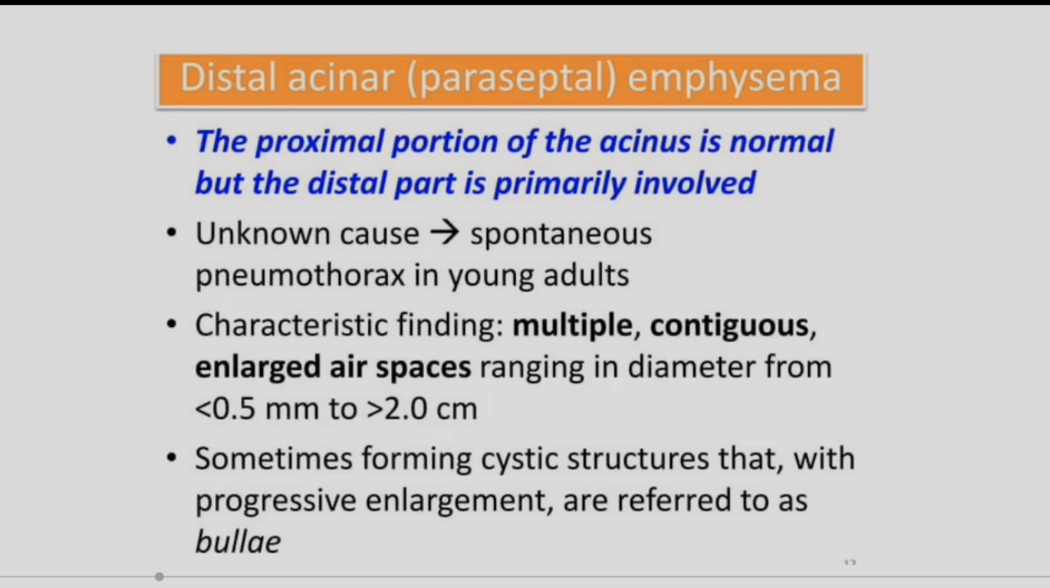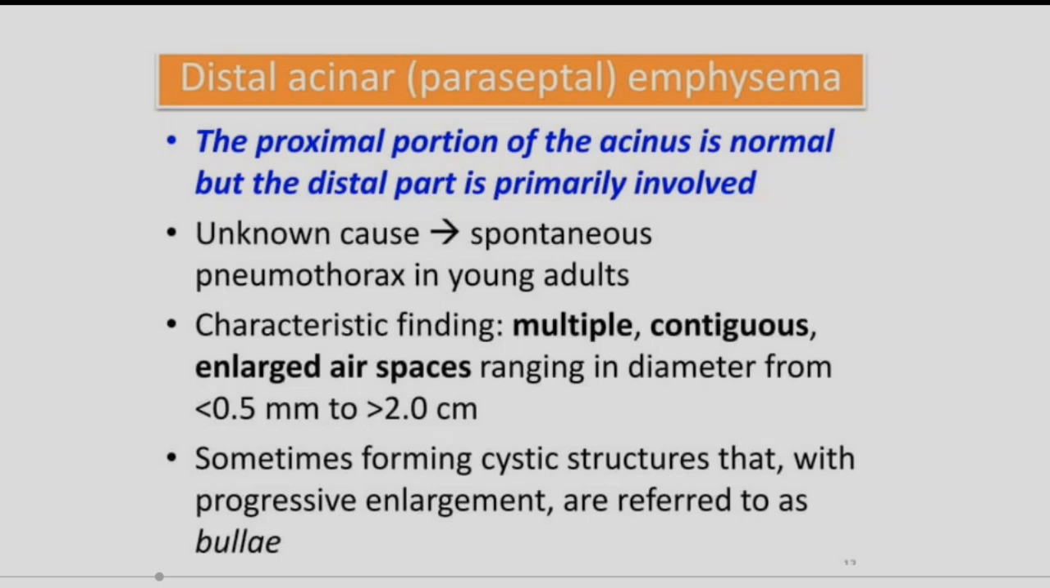Distal acinar. In distal acinar emphysema the proximal portion of the acinus is normal, but the distal part of the acinus is primarily involved. So the name itself suggests what it is affecting. Previously we studied in centriacinar and panacinar that in panacinar it was from bronchioles to alveolar sacs, and here we have the proximal portion. The whole proximal portion of the acinus is involved.